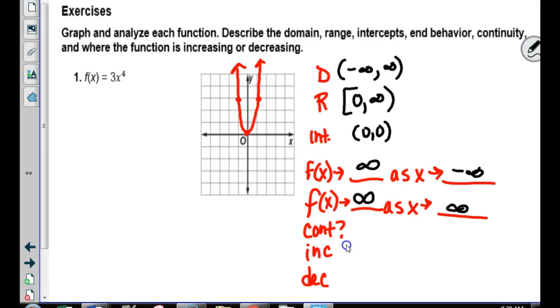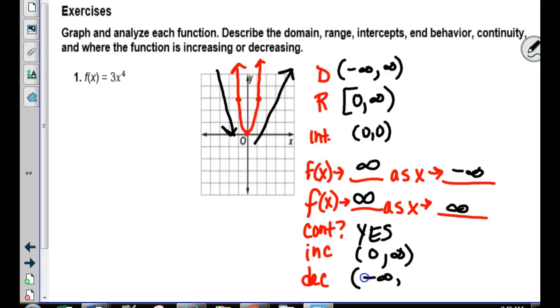Are there any holes, gaps, asymptotes, discontinuities? No. So it is, yes, it's continuous. Sorry, I asked that in a very complicated way. Increasing. If I start at the left and go to the right, where is it increasing? And decreasing? Okay, so these are x values, everybody good? Where y is going up, right? Any questions?